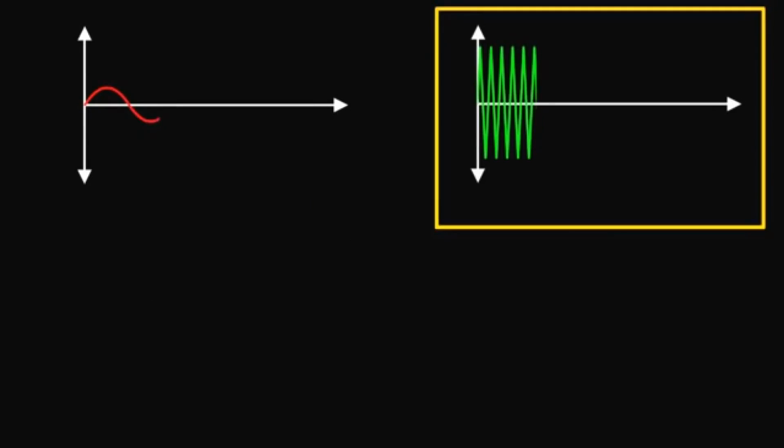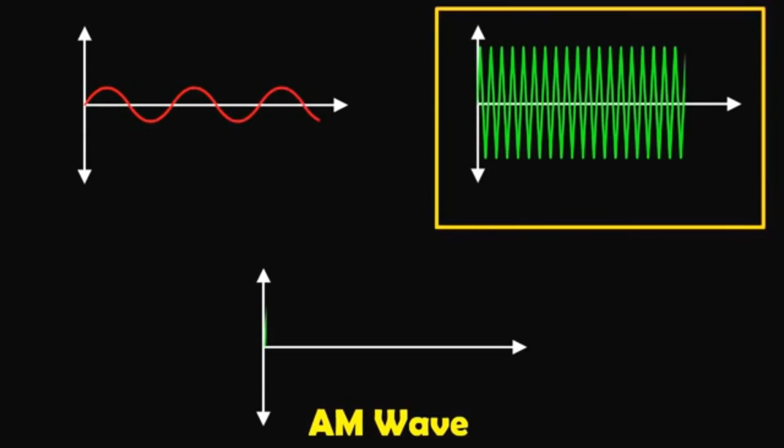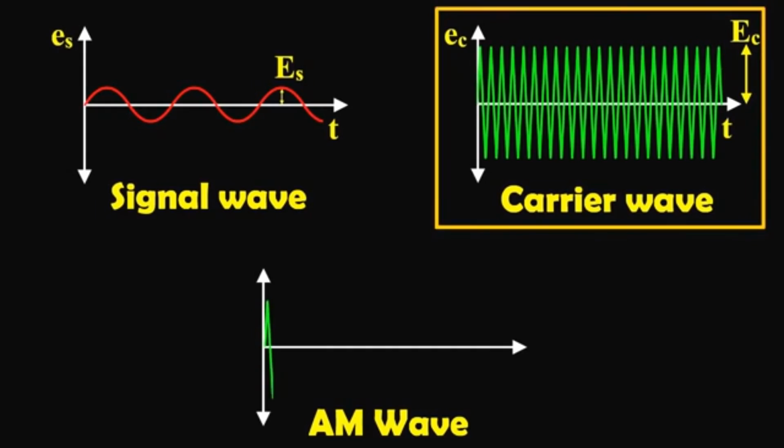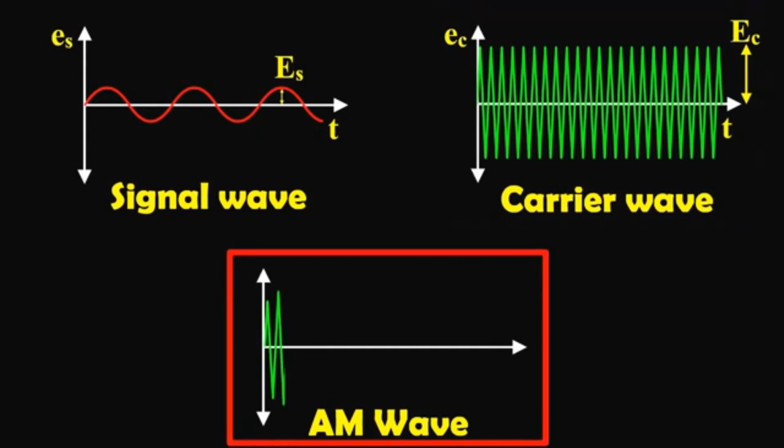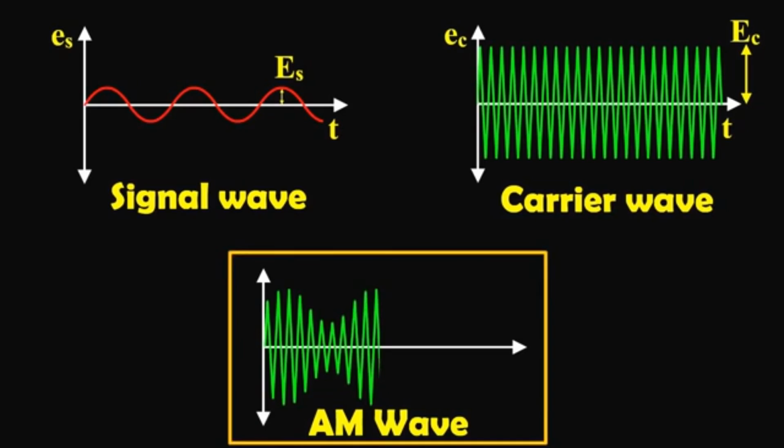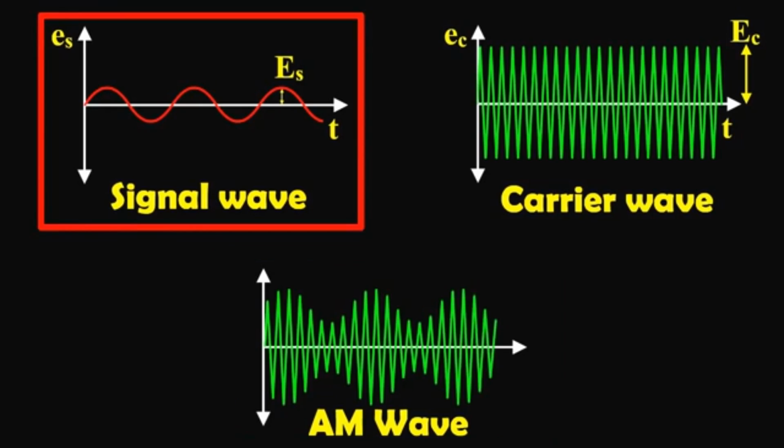What is amplitude modulation, that is AM? When the amplitude of high frequency carrier wave is changed in accordance with the intensity of the signal, this process is called amplitude modulation. In the amplitude modulation, only the amplitude of the carrier wave is changed. The frequency and the phase of the carrier wave remains constant.